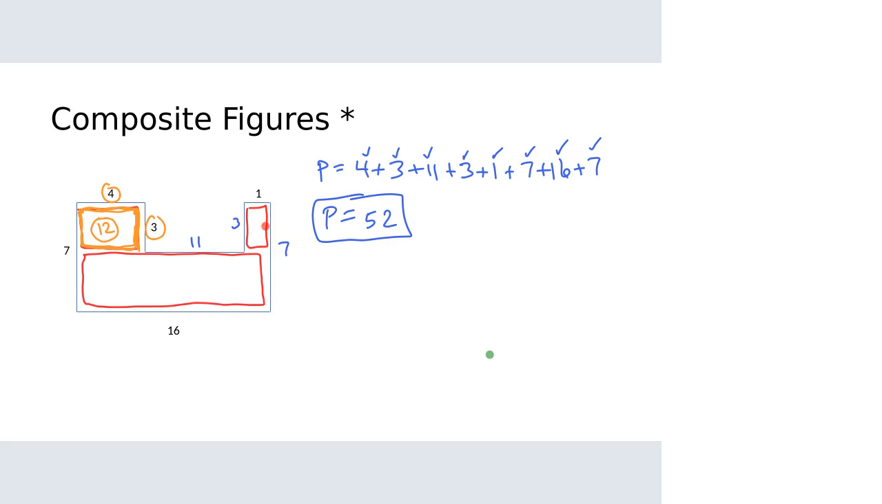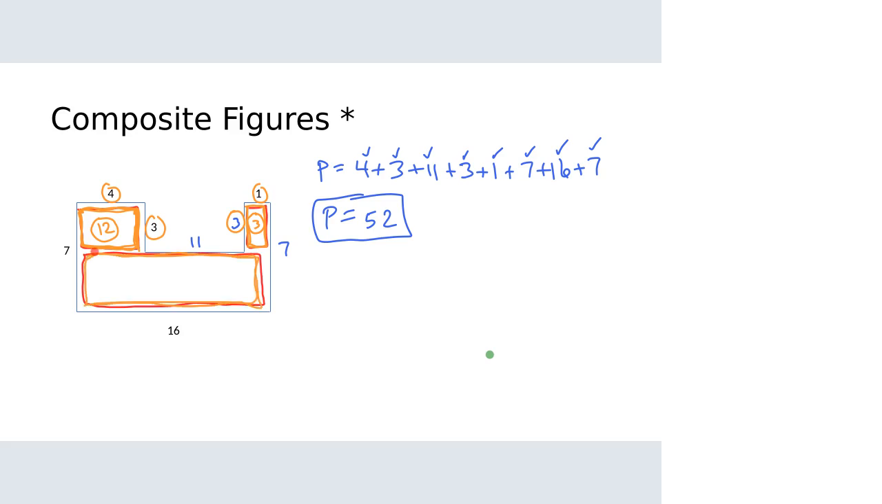And then over here, if we have this rectangle, we have 1 times 3. Don't use that 7 because that's not one of the sides of the rectangle, and so that has an area of 3.